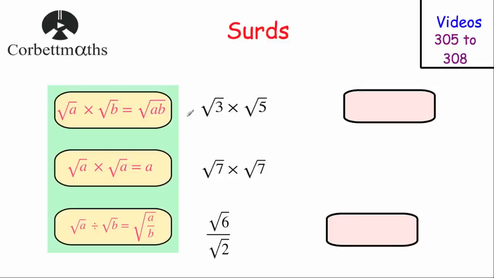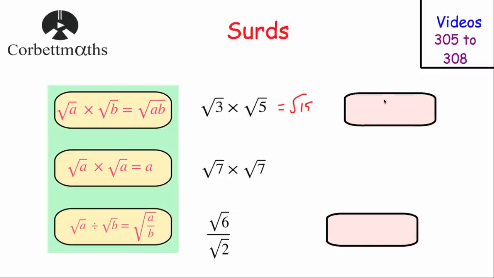And whenever we're dealing with surds, there are laws of surds. So if you're multiplying two surds together, such as the square root of 3 multiplied by the square root of 5, you can just multiply those to get the square root of 15. So the square root of 3 multiplied by the square root of 5 is the square root of 15. So if you've got two surds, you can multiply them together.